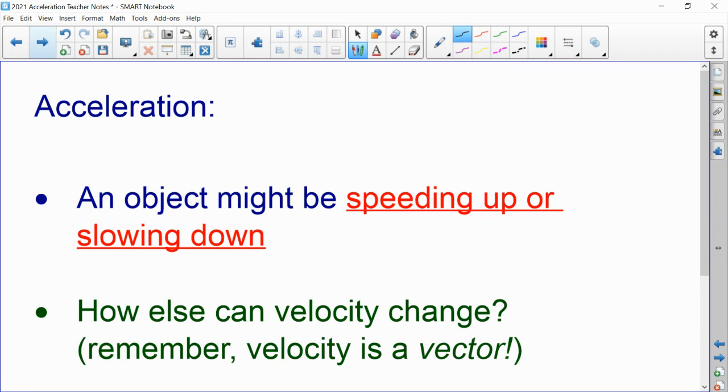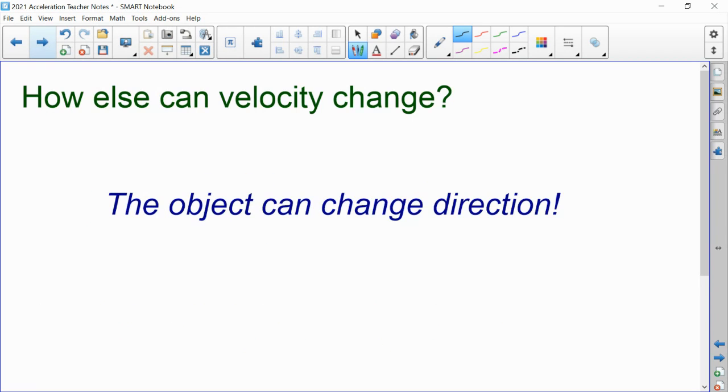But how else can velocity change? Remember, velocity is a vector, and what does a vector have? A vector has both magnitude, which would be the speeding up or slowing down, but it also has direction. The object can change direction.